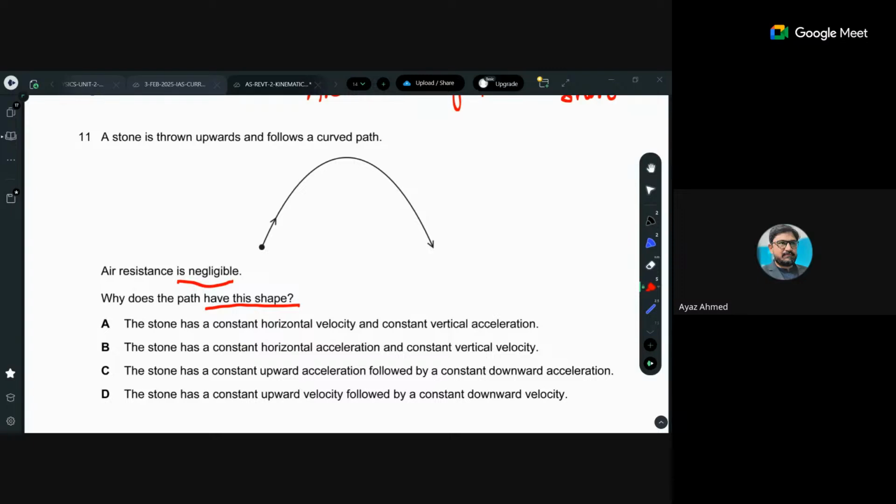Okay, we can consider this. Stone has constant horizontal acceleration. No, it is severely wrong. It does not have any acceleration. Stone has a constant upward acceleration followed by a constant downward acceleration.